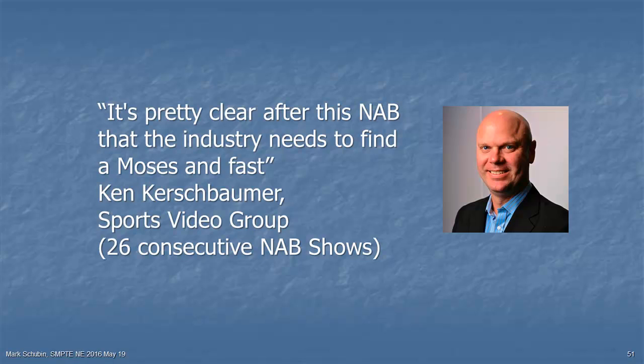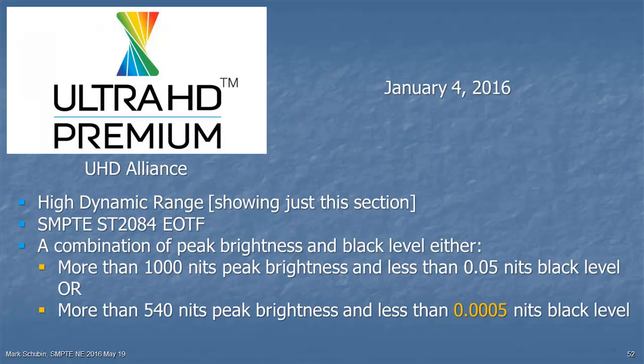Ken Kirschbaumer, who'd been to 26 consecutive NAB shows, said pretty clear after this NAB that we need a Moses and fast. You heard about the Ultra HD Premium and the two different versions that they have. As Pete was saying, for the LCDs, they have 1,000 nits brightness and less than 0.05 in black. And then for the OLEDs, 540 in brightness and 0.0005 in black. And I'll talk about that in a little while. But let's just talk about these 1,000 and 540 for a moment.